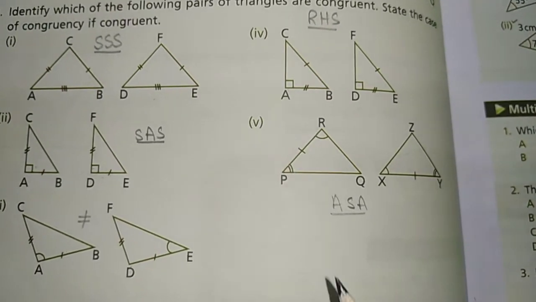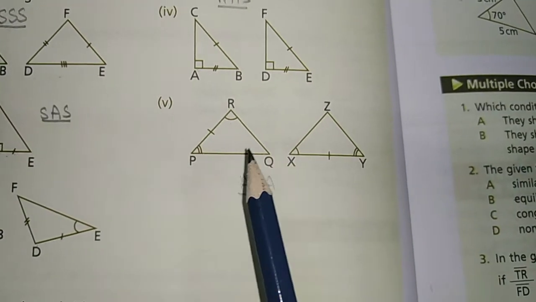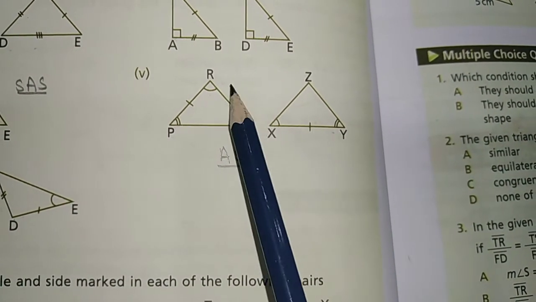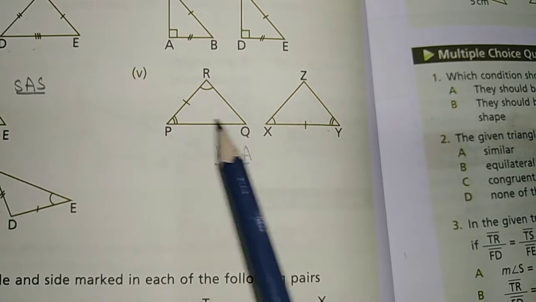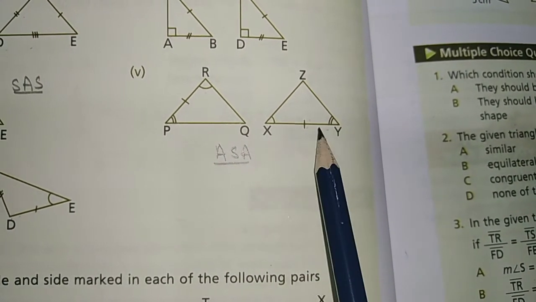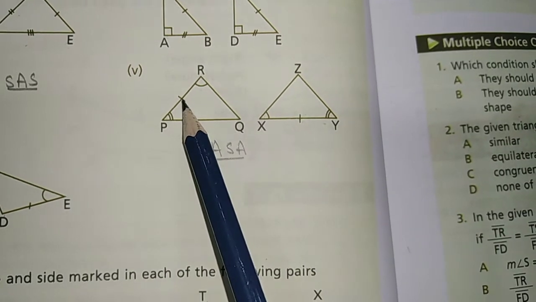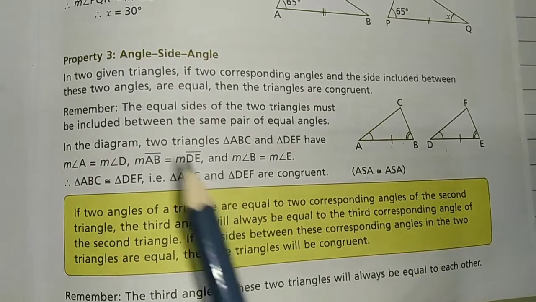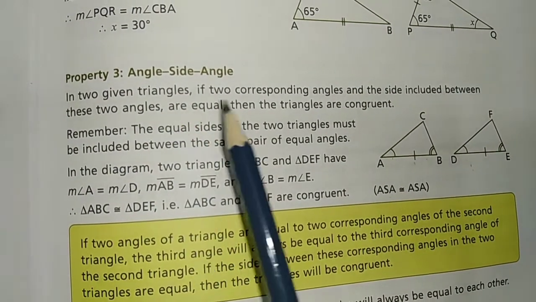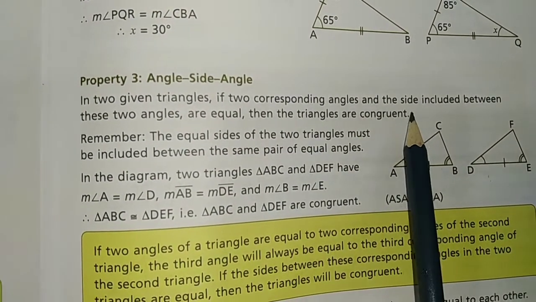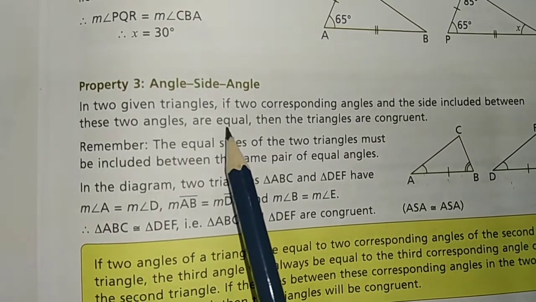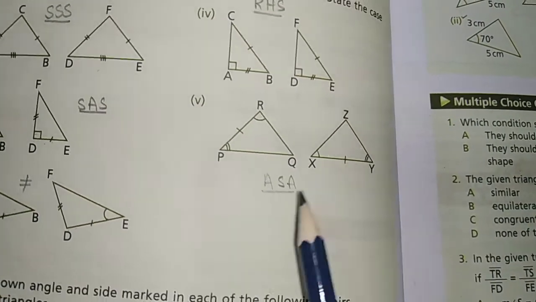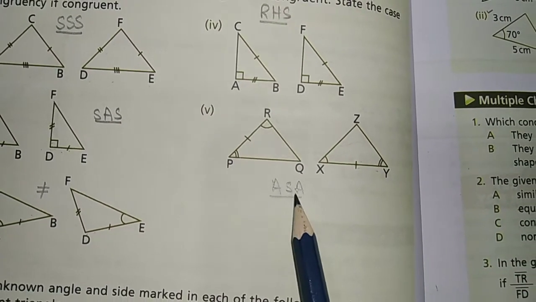Now the last part is that the two triangles have angle, side and angle. The side between the angles is congruent. So we can write angle, side, angle. According to this property, in the two given triangles, if two corresponding angles and the side included between these two angles are equal, then the triangles are congruent. So we have to write ASA, that is angle, side, angle.